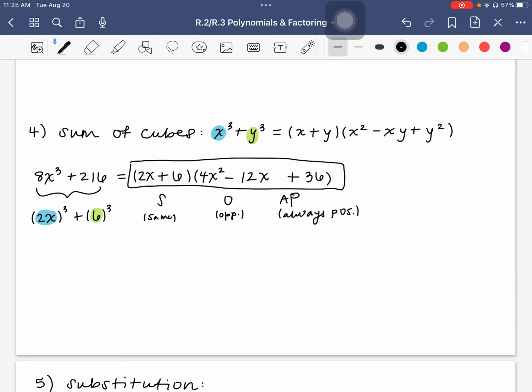So pretty simple. When you have a sum of cubes, I recommend just rewriting it in this way so you can kind of see exactly what our x and y terms will be in our factored version.